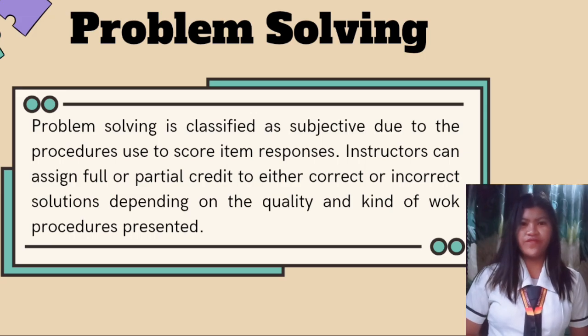What is problem solving? Problem solving is classified as subjective due to the procedures used to score item responses. Instructors can assign full or partial credit to either correct or incorrect solutions depending on the quality of the work procedure presented. In a simple definition, problem solving is the act of defining the problem, diagnosing the problem's root cause, identifying and implementing a solution, and sustaining the result.